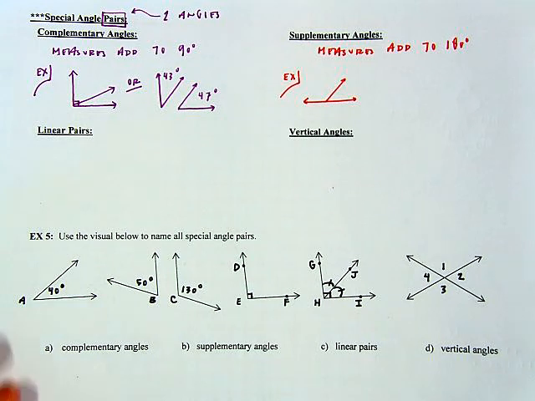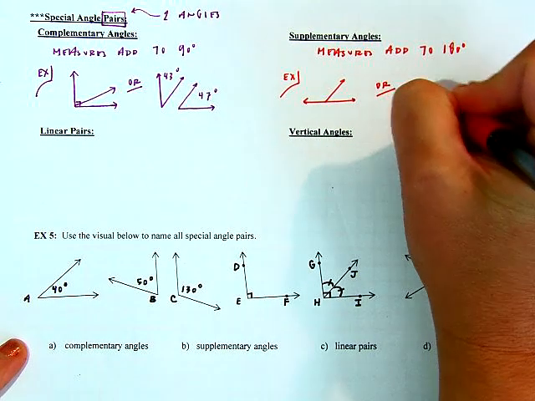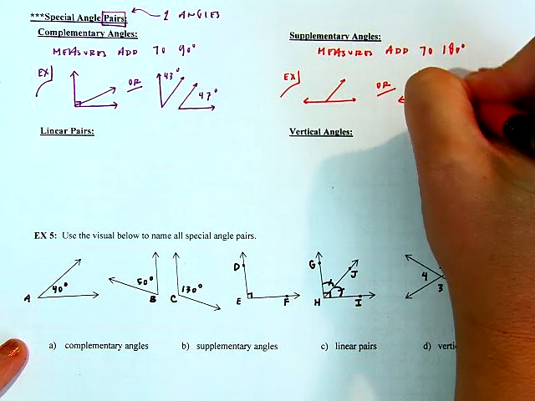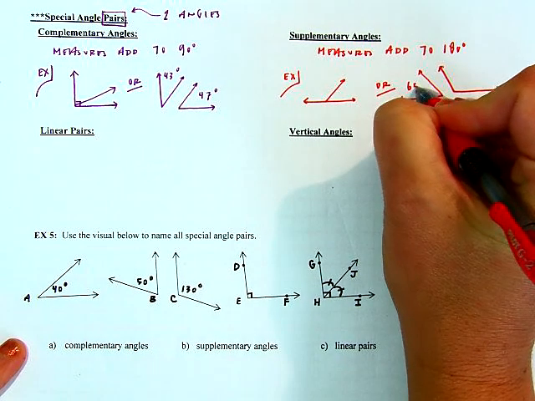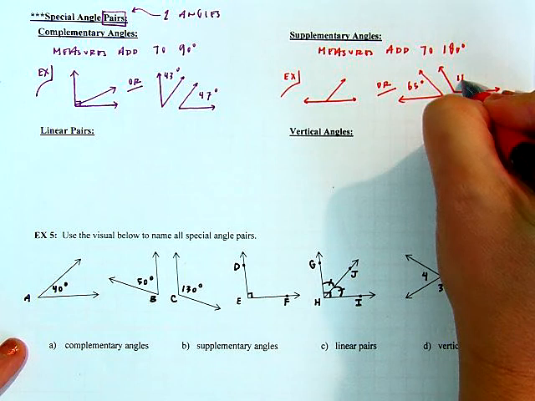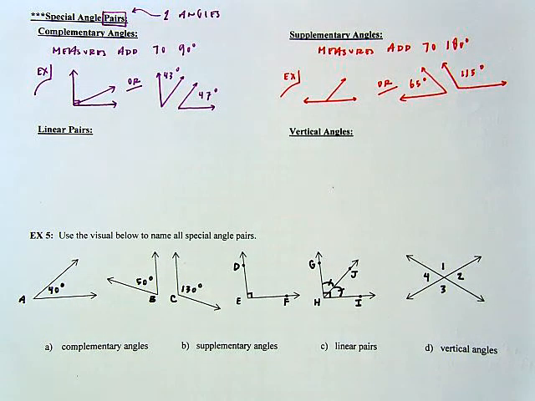Okay, but they don't have to be attached. They could be detached and look like this. Say this angle here is 65 degrees, and this one is 115. So again, their measures just have to add to 180. They can be attached or detached.